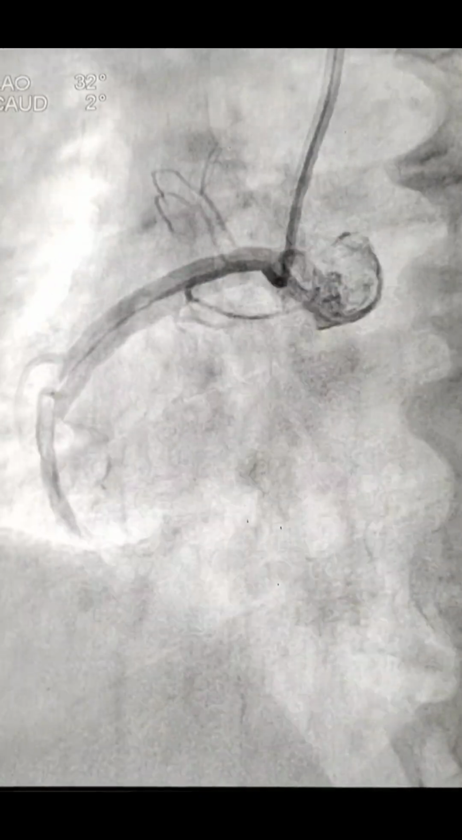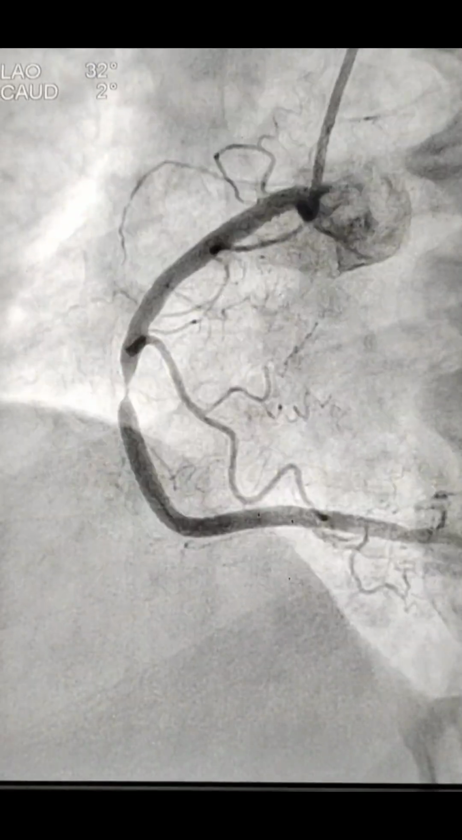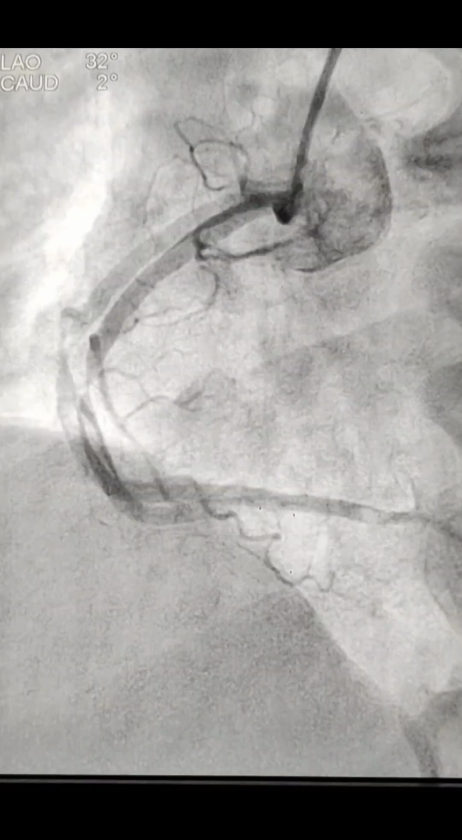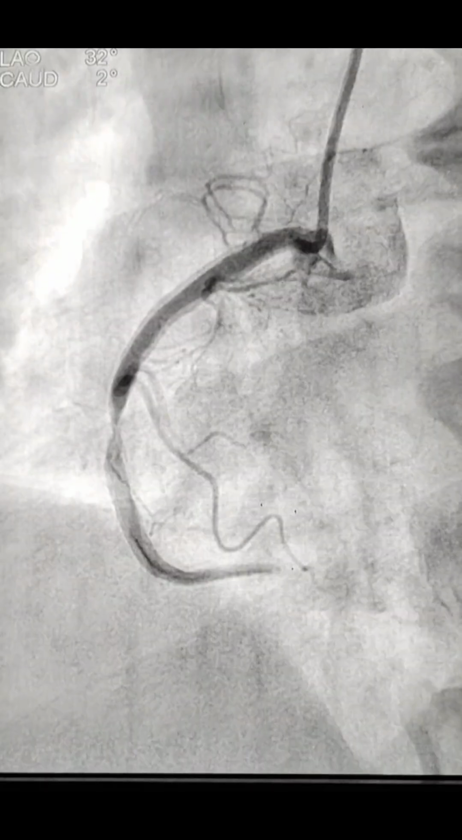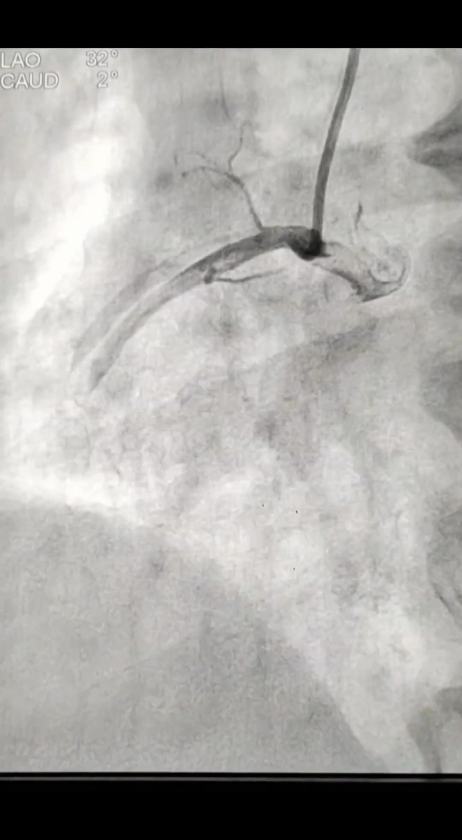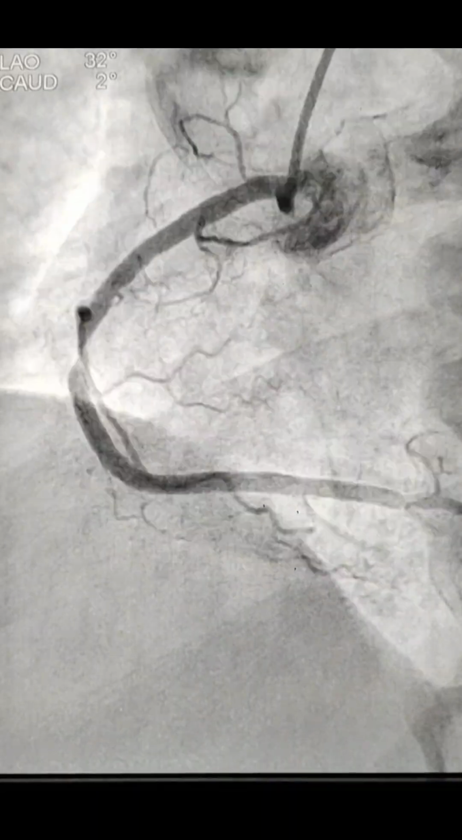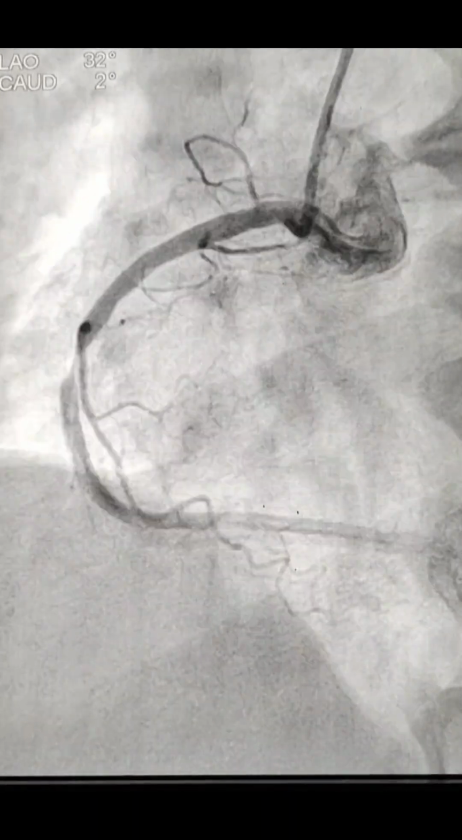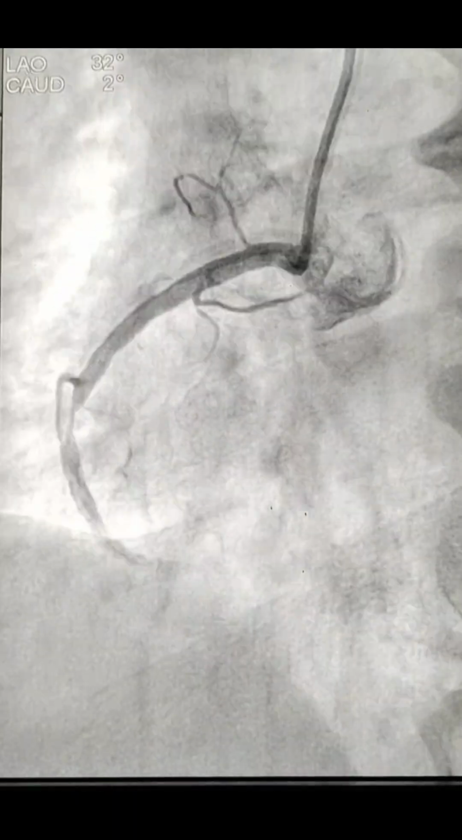A 49-year-old female was admitted with chest pain since morning. It's been 4 hours of chest pain, and on ECG she was found to have ST elevation in the inferior leads: lead 3, aVF, and 3 more than 2. She was not a known case of diabetes or hypertension, but now her sugar is 400, so she's de novo diabetes. And I can see this is the angiogram.